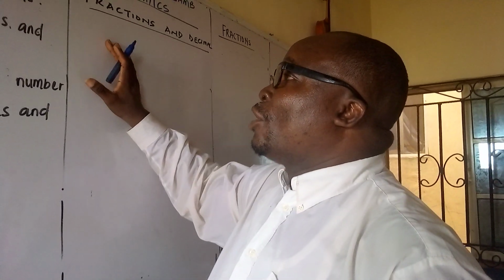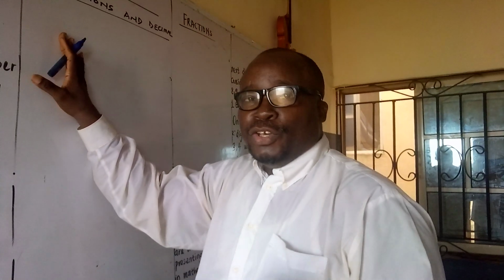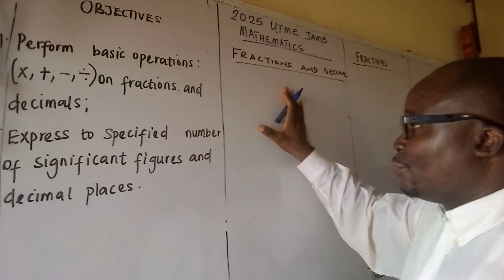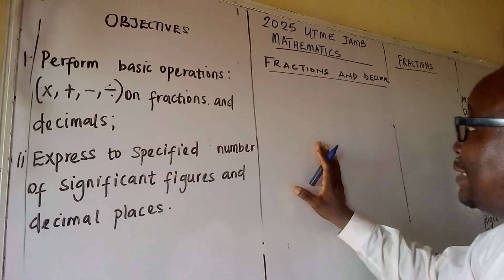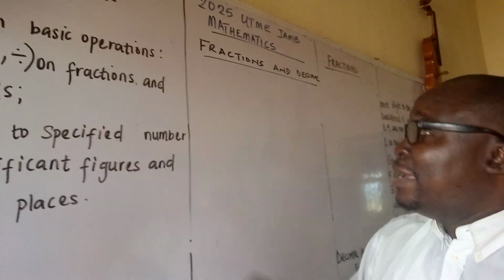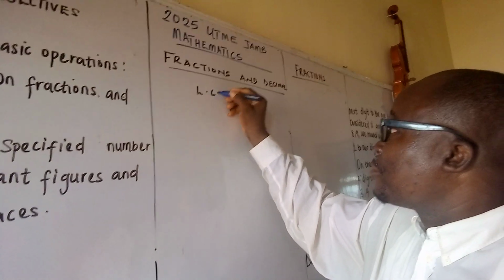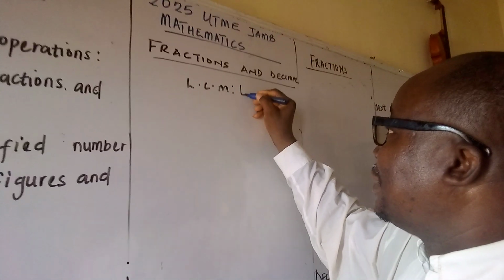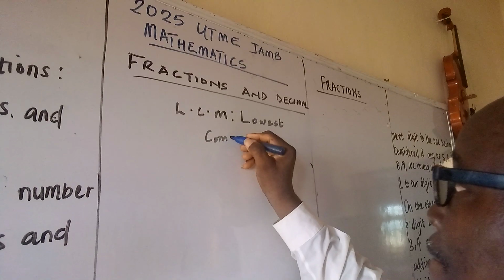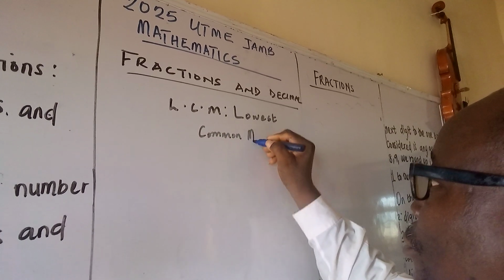Now, you'll recall that in the previous video, we were treating basic operations of fractions. And I made it clear that there is no way we'll teach basic operations without touching LCM. LCM is interpreted as lowest common multiple.